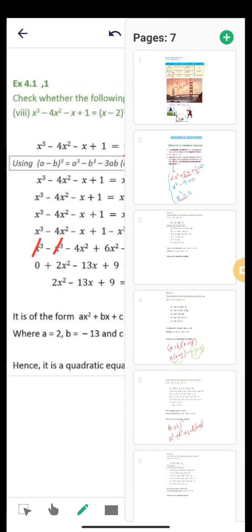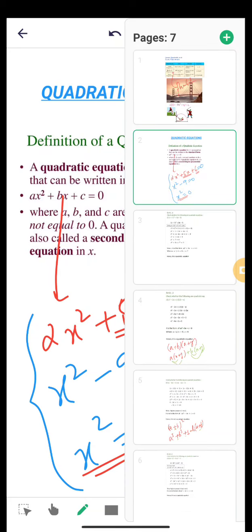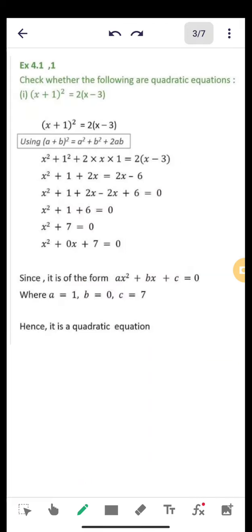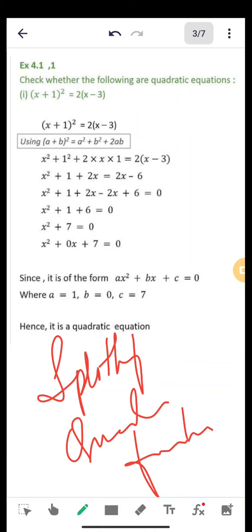This is a very simple chapter. The foundation of this chapter, the root of this chapter, is factorization. You must be thorough in factorization. We are going to learn two methods of factorizing a quadratic polynomial, one by splitting the middle term and another by using the quadratic formula. These are the two methods which we are going to apply for factorizing quadratic equations.